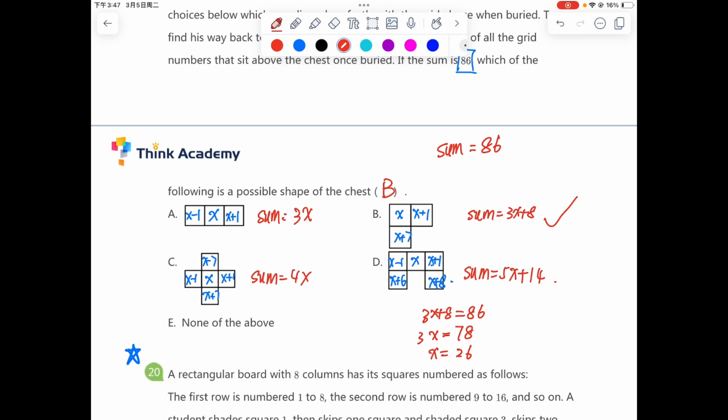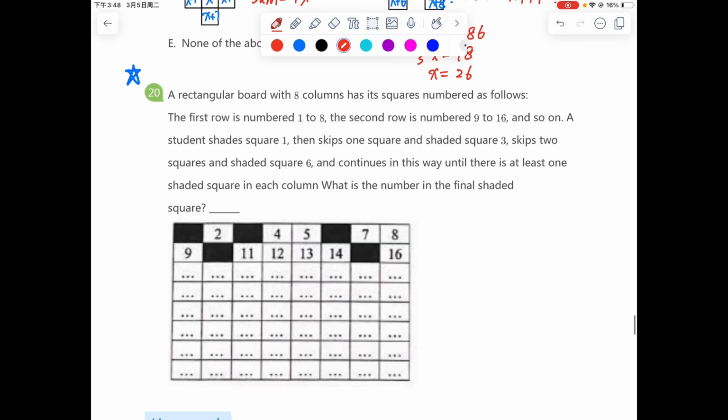Then maybe you think about the other options. You can calculate, and for none of them is x an integer. So here's the answer. Okay, so about question 20.